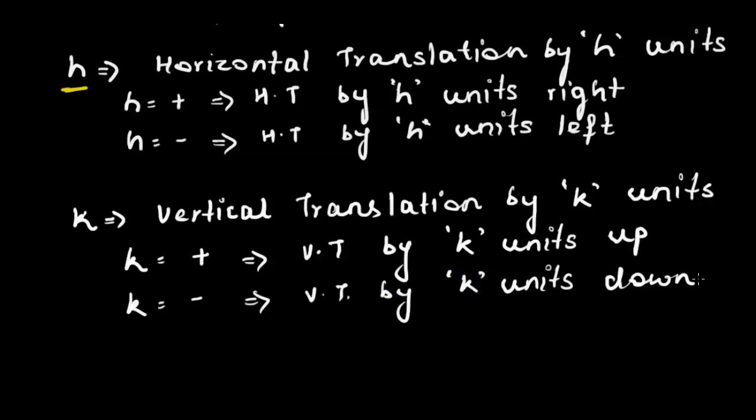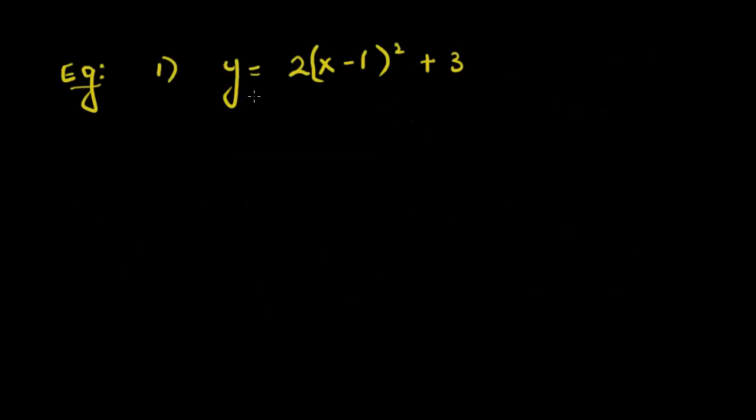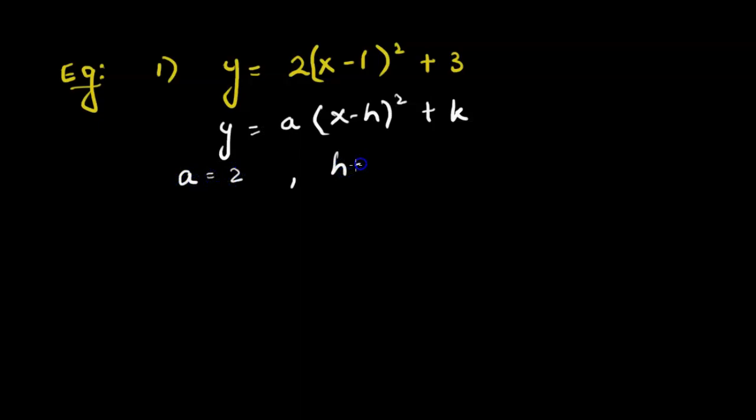Let's understand all these transformation parameters better using examples. The first example we have is y = 2(x - 1)² + 3. The first step is always to write down the general form of the vertex quadratic equation, which is y = a(x - h)² + k. From here we can match the a, h and k in the given example, and we know a is equal to 2, h is equal to 1, and k is equal to 3.